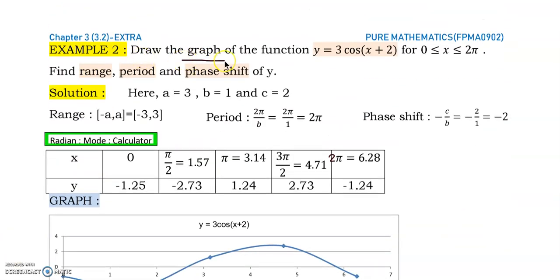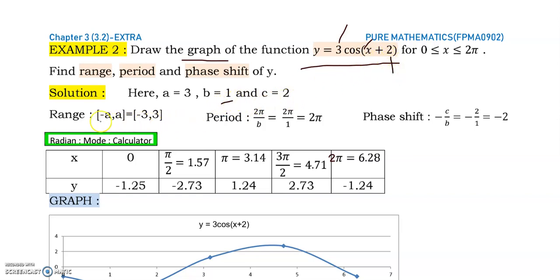Draw the graph of the function y is equal to 3 cosine x plus 2 for 0 less than or equal to x less than or equal to 2 pi. Find range, period and phase shift of y. Now this is the given function. First you have to write the values of a, b and c. What is the value of a? That is 3. What is the value of b? The coefficient of x, that is 1. C is this one.